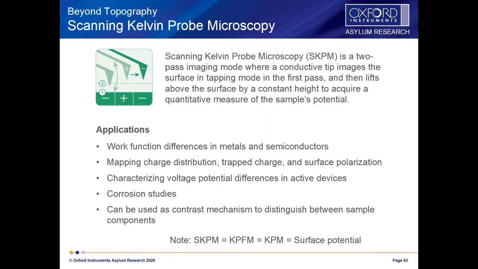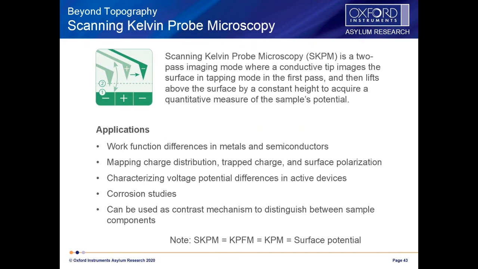It allows you to map the differences in work function between, say, metals and semiconductors. And it can be used for things like semiconductor measurements where you see trapped charges or surface polarization. It can be used to study active devices. It can be used to study corrosion that happens on the sample.